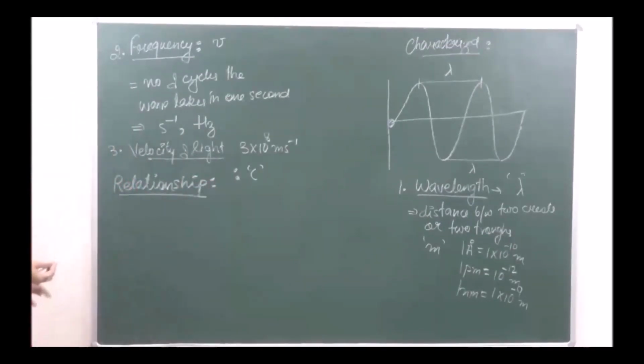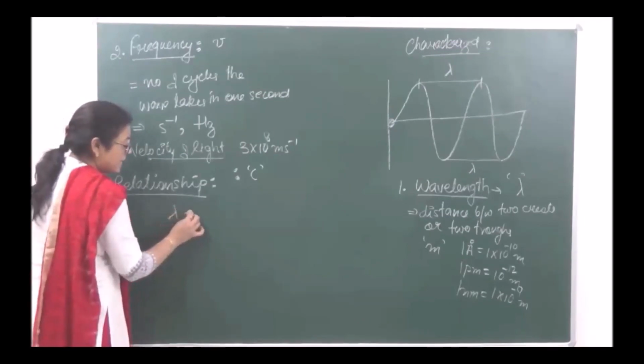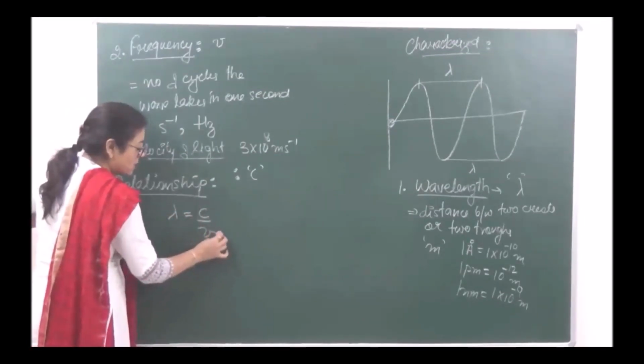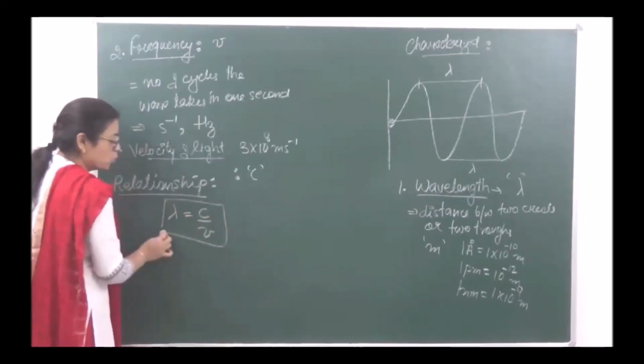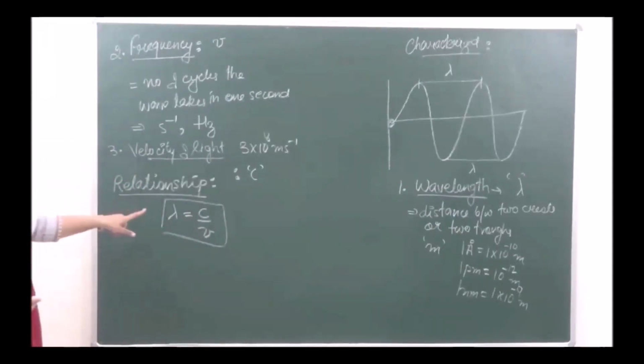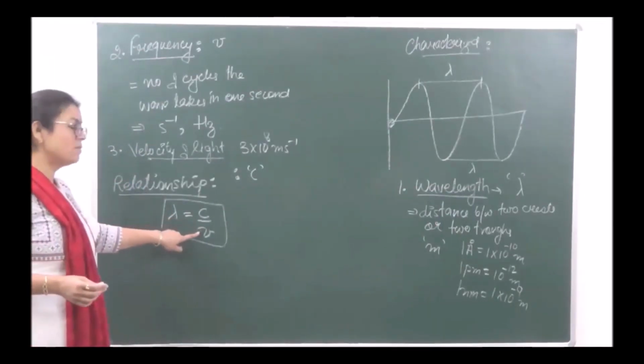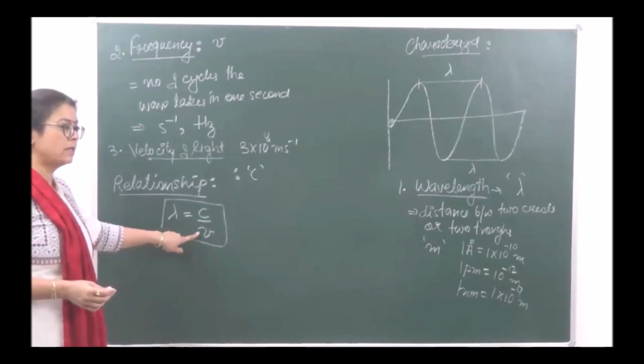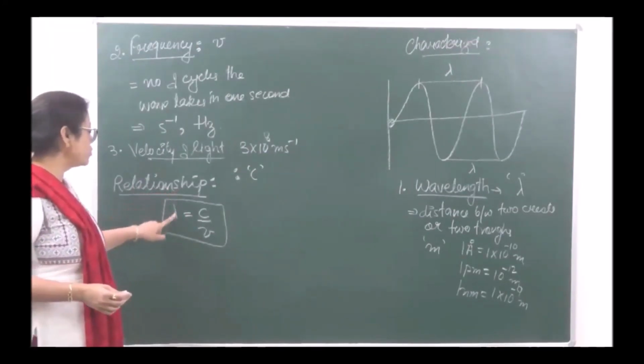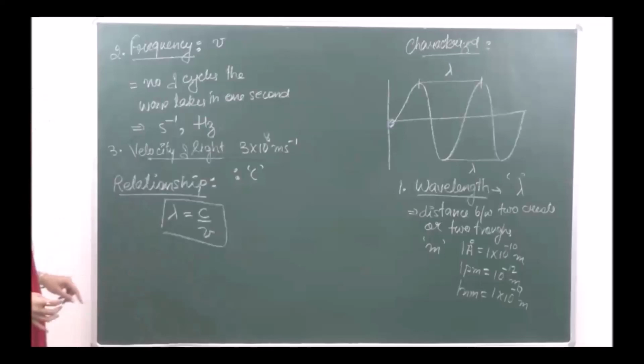When we are looking at the relationship between lambda, frequency and velocity of light, we say that lambda is equal to c upon nu. So you can see over here that the wavelength is inversely proportional to frequency. So the relationship is lambda equal to c upon nu.